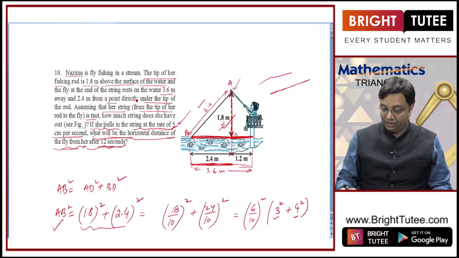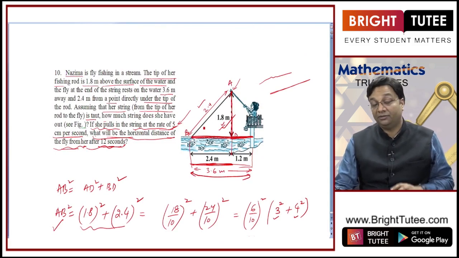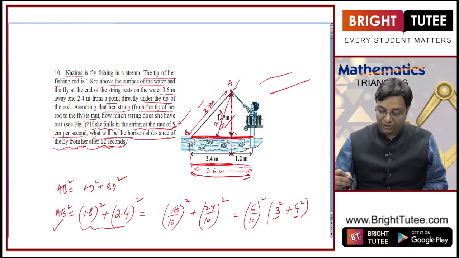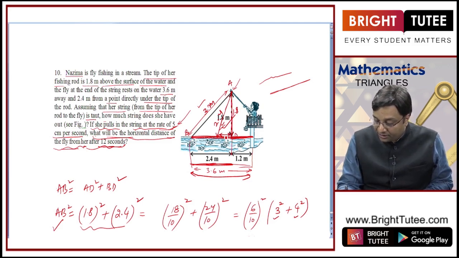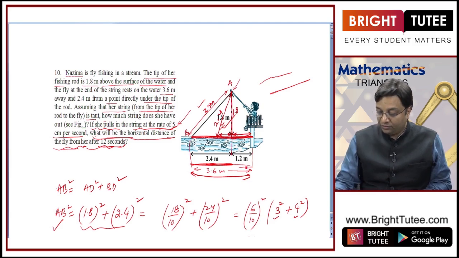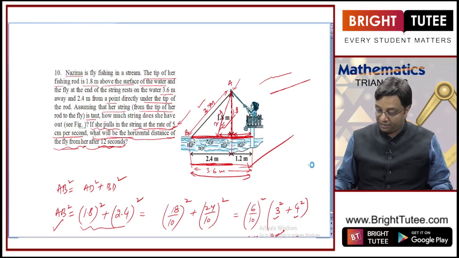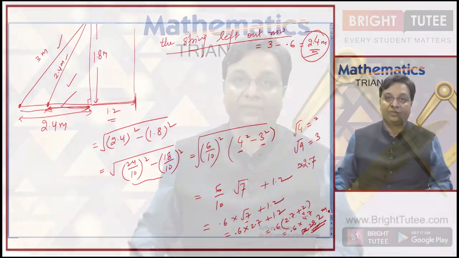Okay, so earlier this distance was 3.6 meter. After 12 seconds, when she started pulling in, the string came somewhere here. Earlier it was of the length 3 meter, now it is 2.4 meter. This height is 1.8 now, and if you calculate this distance, you just have to add 1.2 in it to find the new distance. So that is what I have done here, and the distance here is approximately 2.82 meter. Okay, so this is about this exercise. Thank you.